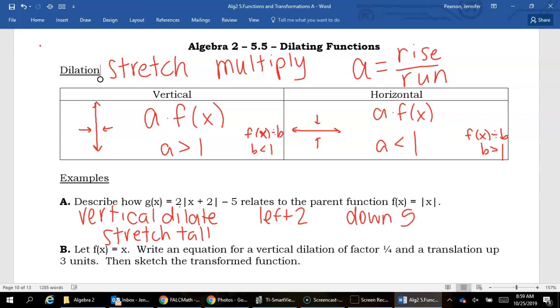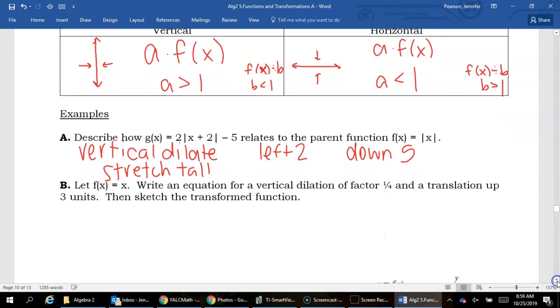So we slide left 2, we slide down 5. Letter B, let f of x equal x. So I'm talking about a linear function in this case. Write an equation for a vertical dilation factor of 1/4 and translation up 3 units.